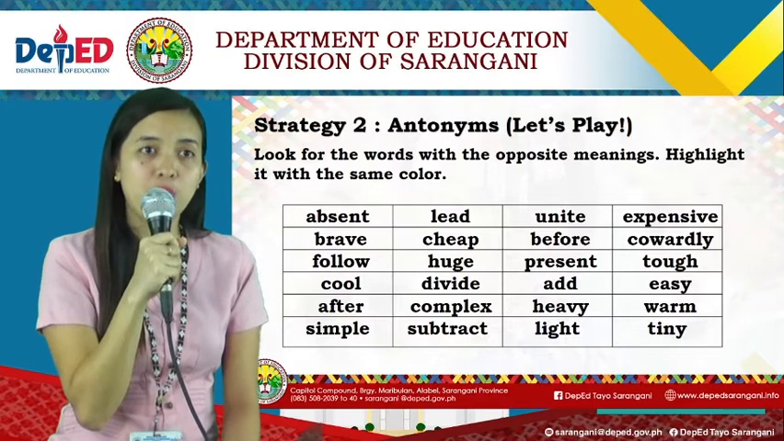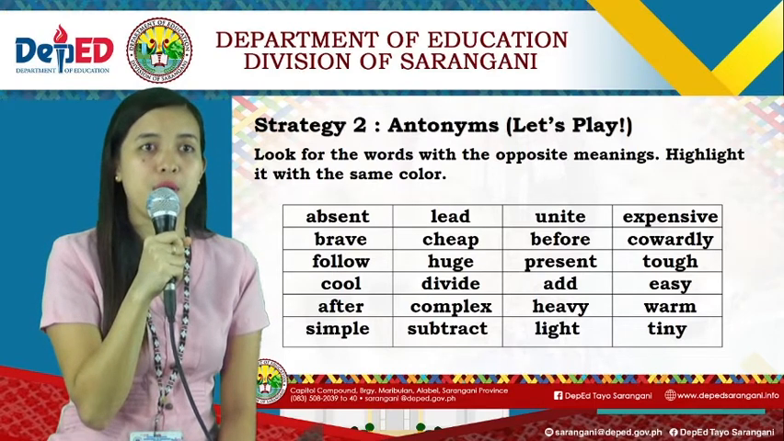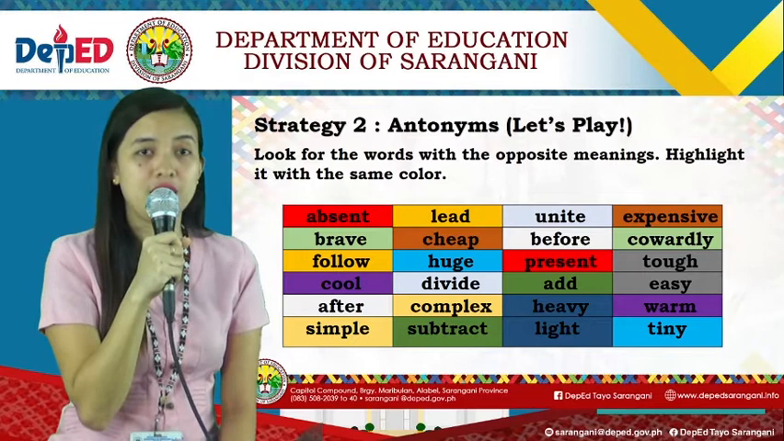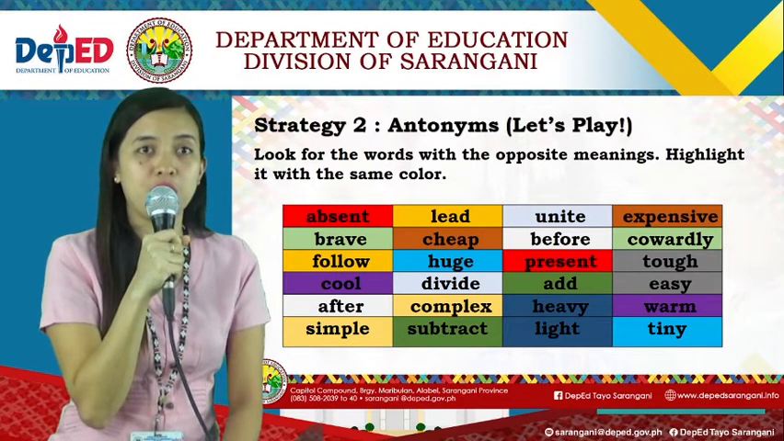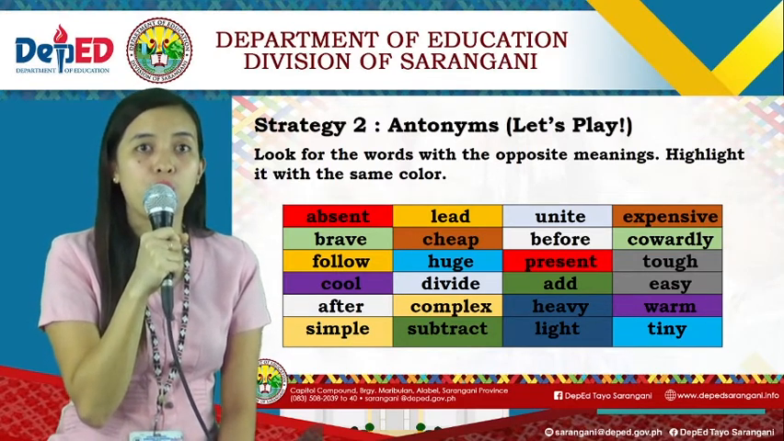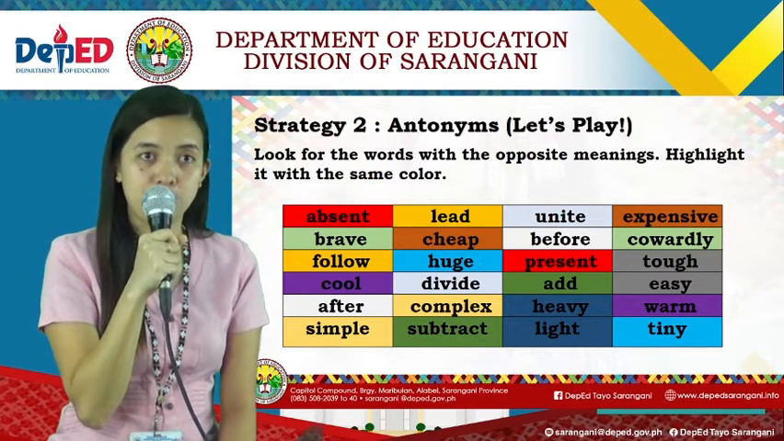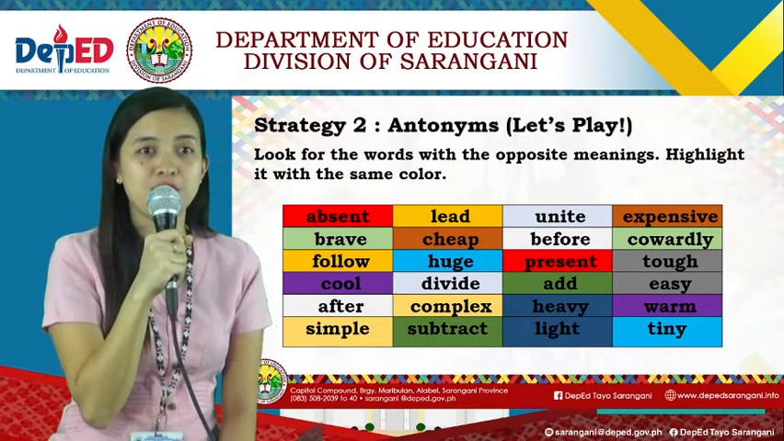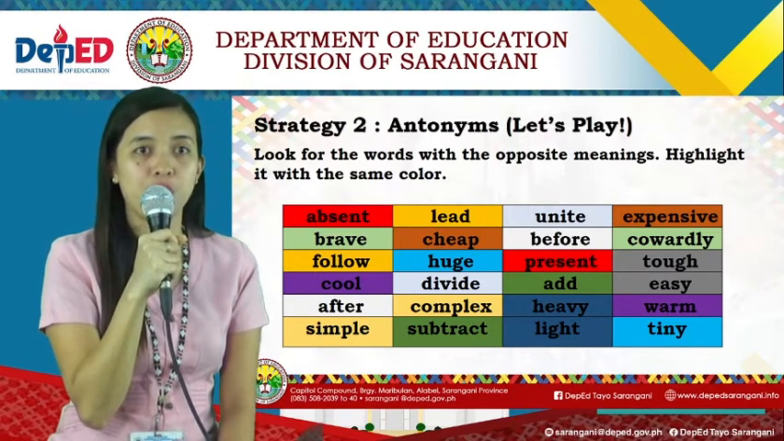So I will be showing you how it looks like. Okay, so this one. We have, for example, the words absent and present. They have the similar color because these are opposite words or antonyms. We have cheap and expensive. We have subtract and add. So you can introduce this to our tutees.